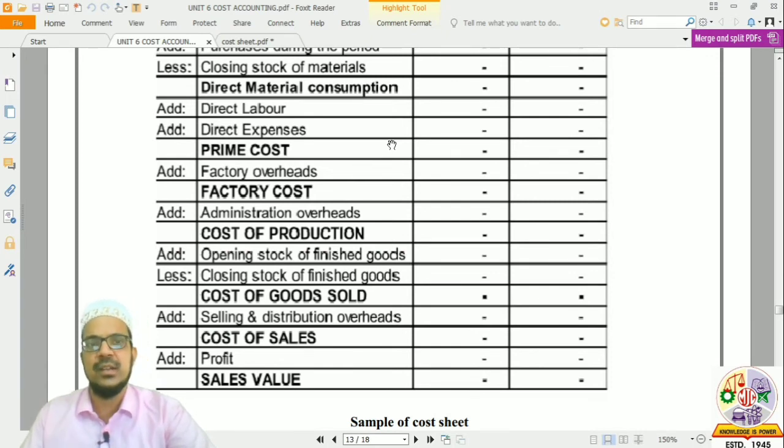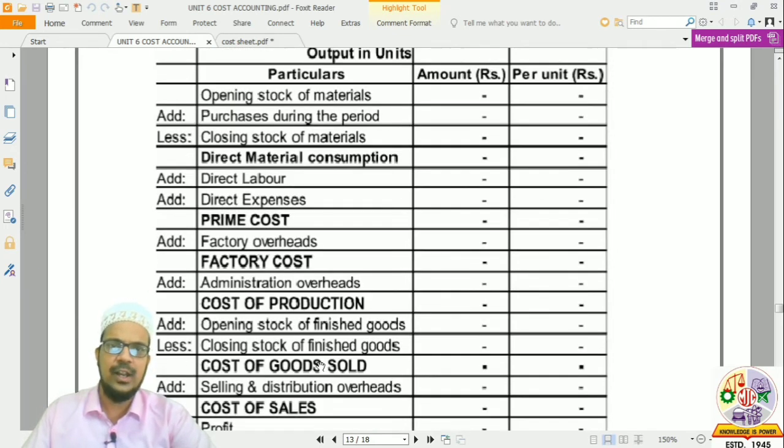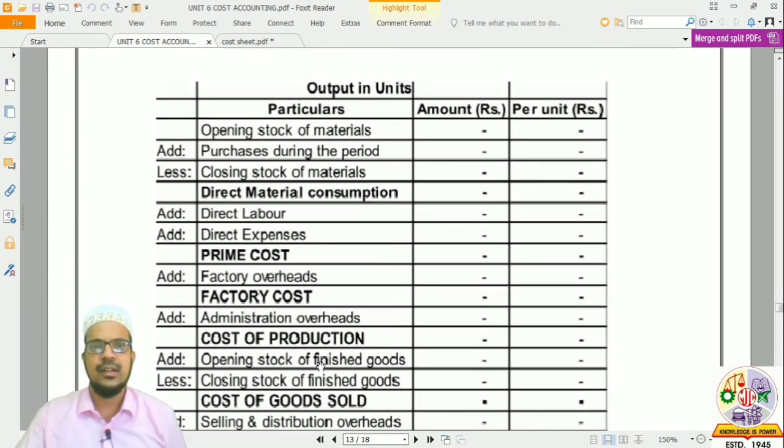Actually there are 6 main parts. One is the prime cost, second is the factory cost, third is the cost of production, fourth is the cost of goods sold, fifth is the cost of sales, and final is the sales value. One by one we will discuss all these 6 parts.